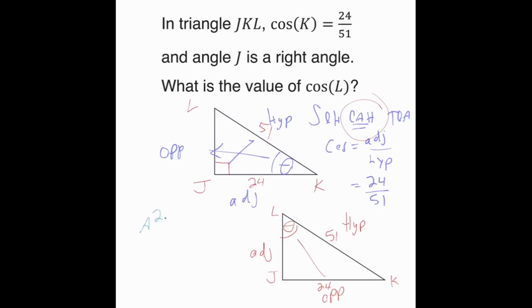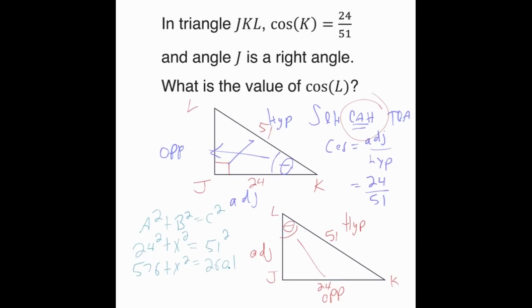So let's put this into Pythagorean. A squared plus B squared equals C squared. The C squared is 51 squared. So we have 24 squared plus X squared, let's say, equals 51 squared. 24 squared is 576 plus X squared equals 51 squared, which is 2,601.